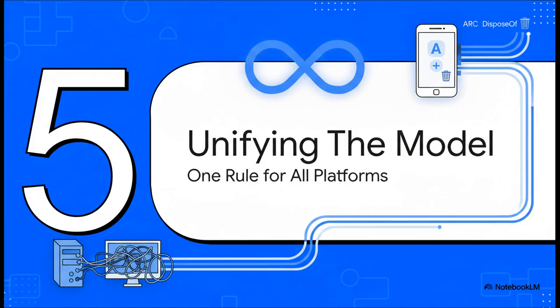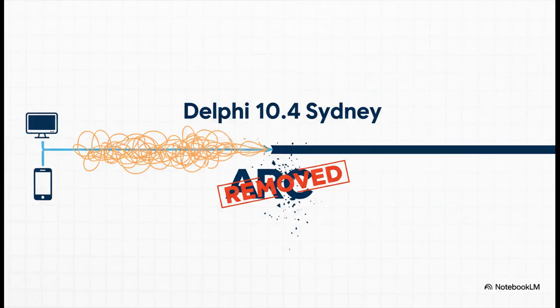You can probably imagine having two totally different memory models, the manual way for desktop and this ARC plus disposal system for mobile. It just got really complicated. And that led Embarcadero to make a pretty big decision to simplify things and unify the approach for all platforms. And so in 2020, with the release of Delphi 10.4 Sydney, the ARC experiment for mobile was officially over.